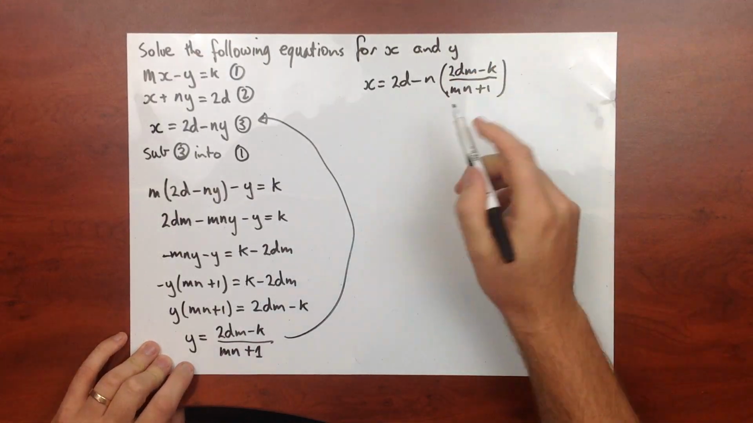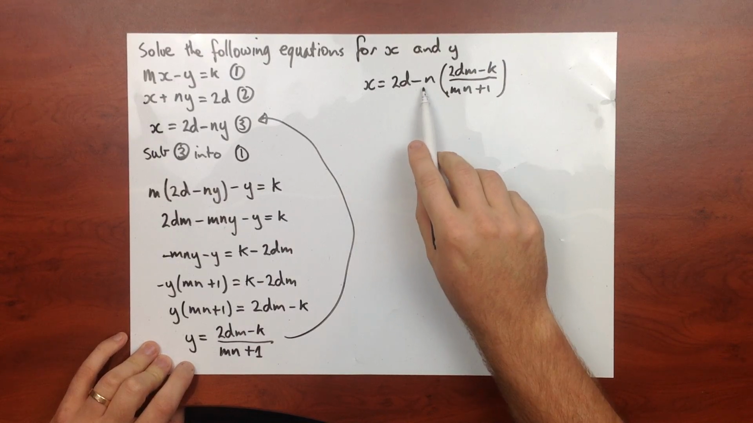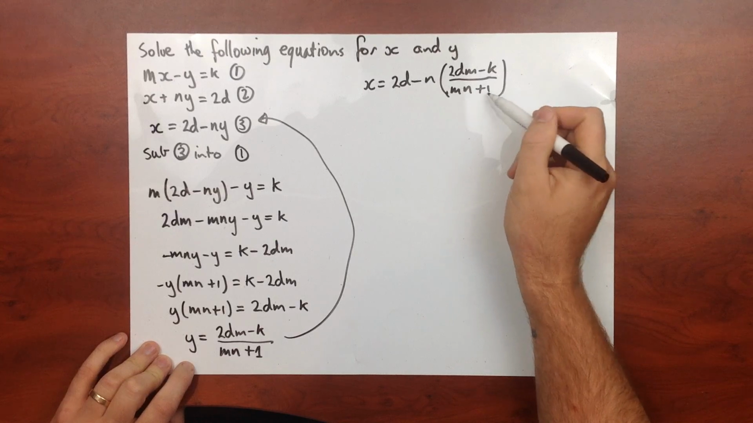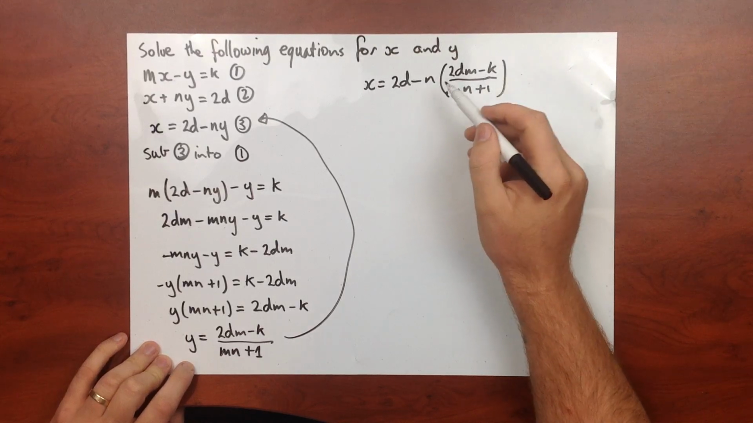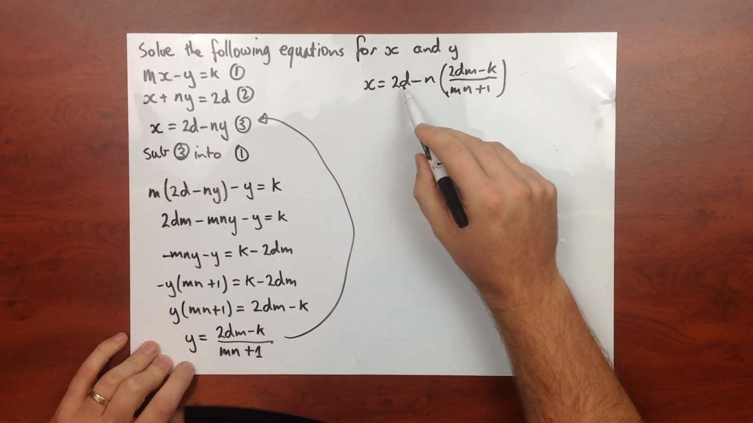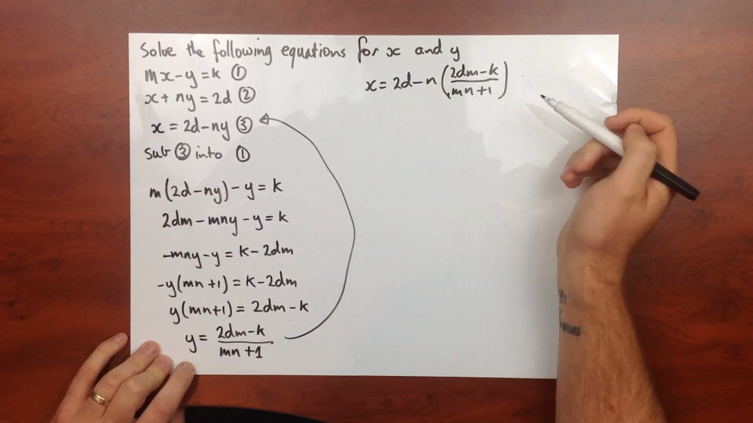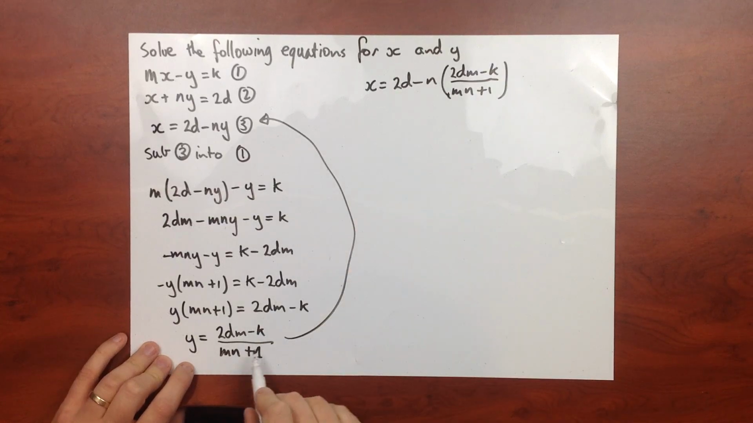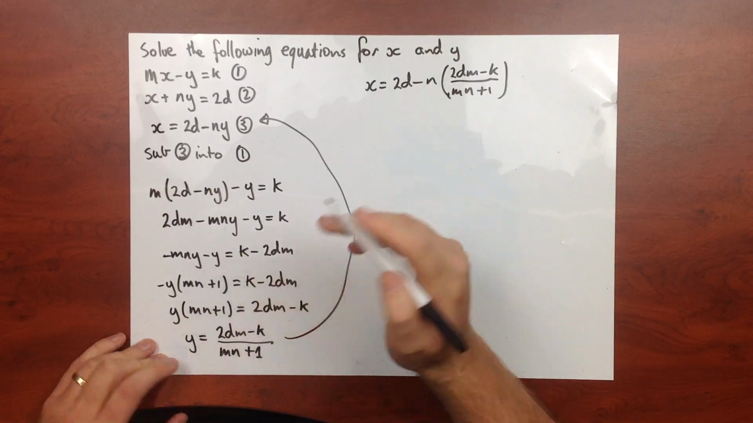Would it make much difference if we were to expand these out? Not really. Our n can't cancel out here, so that's not going to help us very much. And this 2d here isn't really going to cancel with anything anyway. So we can mainly just leave it like that, because we have, as required, a value for y and a value for x, which is all we need to do.